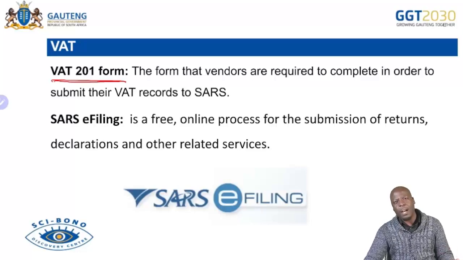Now, it brings us to what we call SARS e-filing. I think most of you have heard about SARS e-filing. Tax season, please complete your VAT form through SARS e-filing. This is a free online process for the submission of returns and declarations and other related services. So when we talk about SARS e-filing, it is a free online process whereby we can submit our returns and declarations over to SARS.